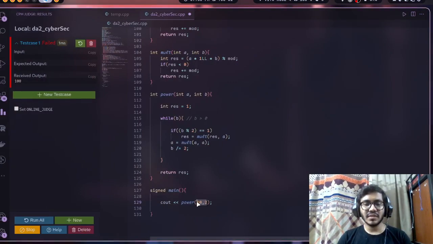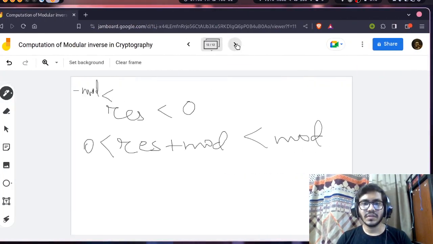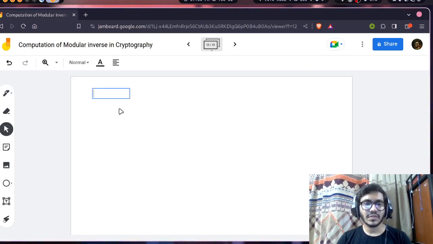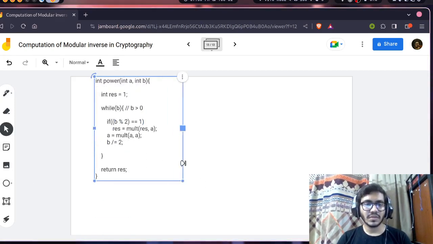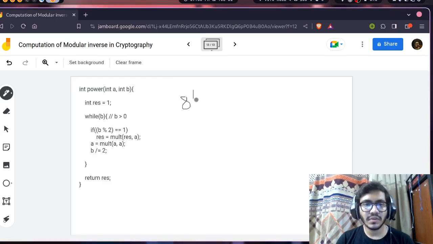Now again we'll try to do 8 raised to the power 11 here. And this will be done under the mod, remember that. So it won't cross mod. So let's try to derive it. Okay, we are trying to compute 8 raised to the power 11. So our A is 8, B is 11. So initially res is 1.